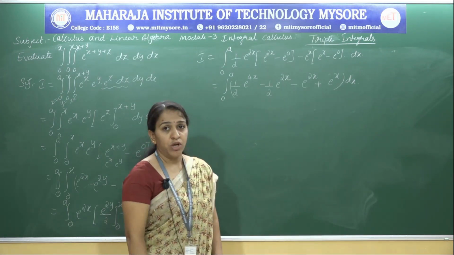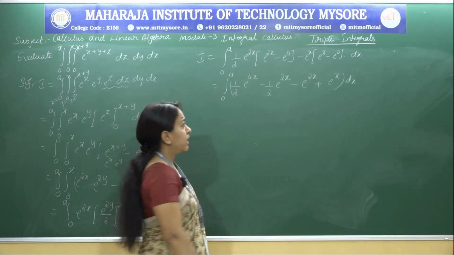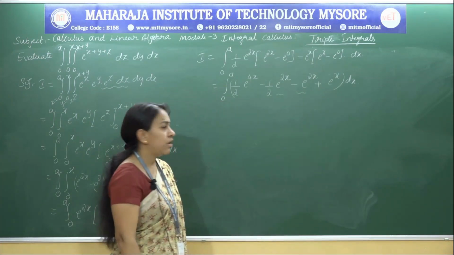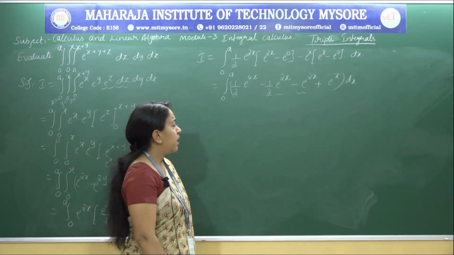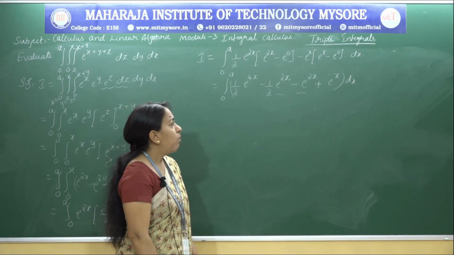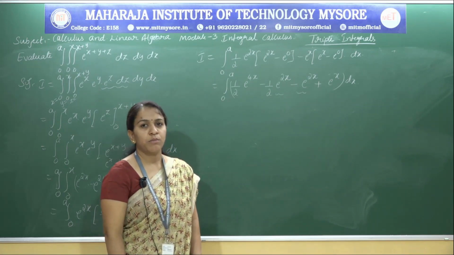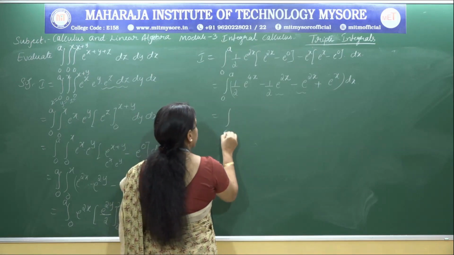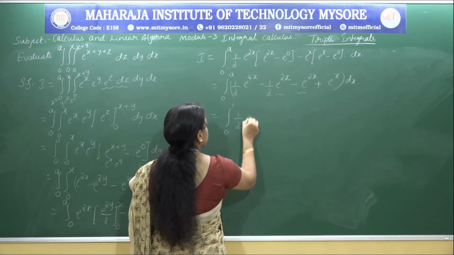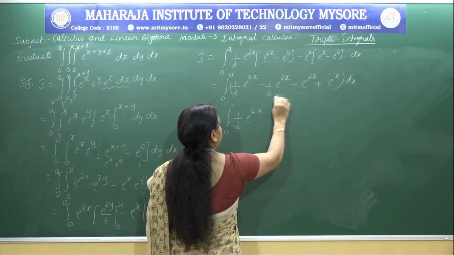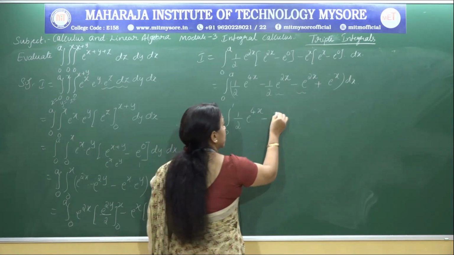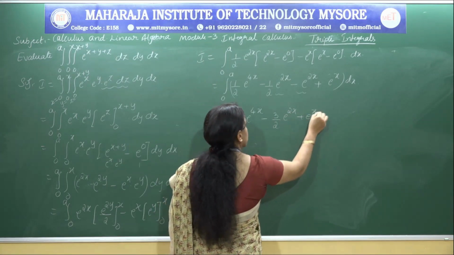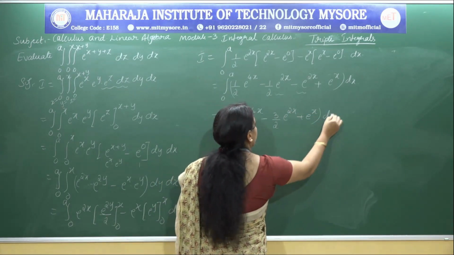So I think we can simplify in one more step before going to integrate the next step. I can simplify these two. They are the same with different multiples. That means I have e power 2x common, minus 1 by 2 minus 1. So minus 1 by 2 minus 1 is minus 3 by 2. So integral 0 to 1, 1 by 2 times of e power 4x. If I add these two, we will get minus 3 by 2 times of e power 2x plus e power x between the limit into dx.